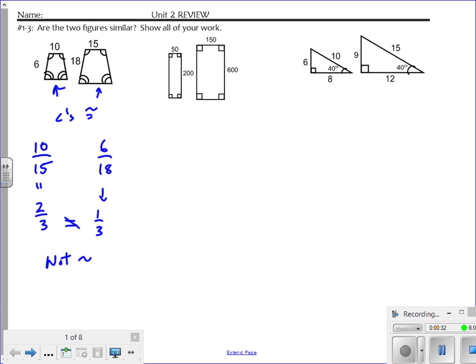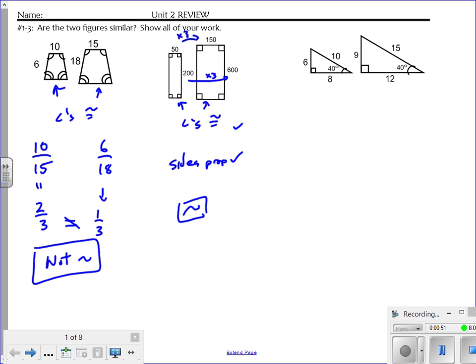Number 2, again, all of our angles are congruent. And here all of a sudden that's 50 times 3 is 150, 200 times 3 is 600. So the sides are proportional, so angles are congruent, the sides are proportional, which means these two things are similar. So the first one's not similar, the second one is.